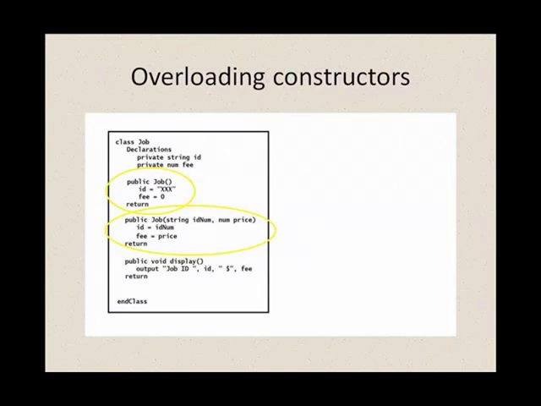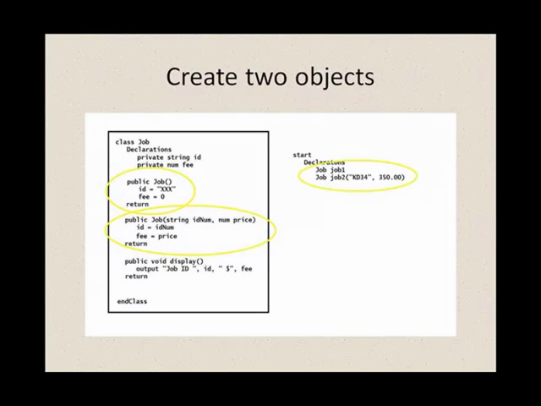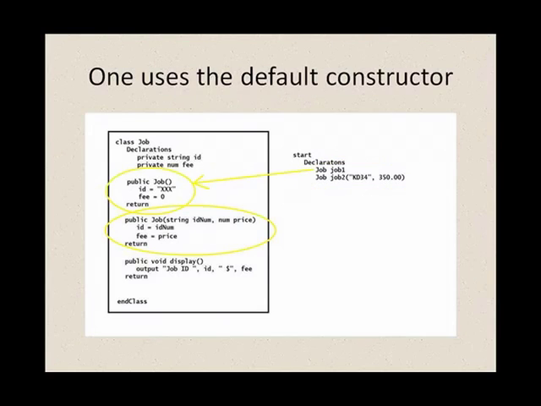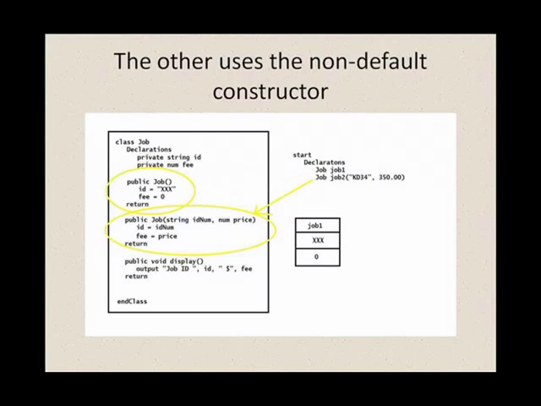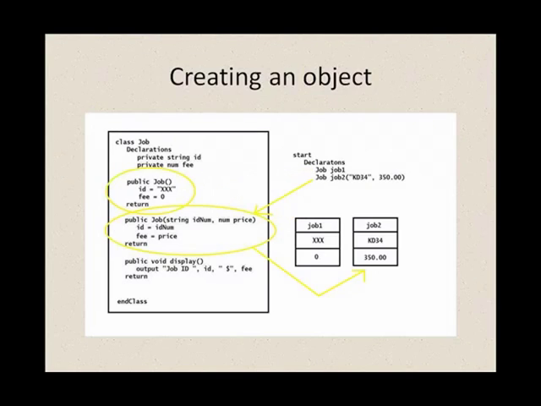You can overload constructors. Overloading constructors, just like overloading methods, means that you have multiple constructors with the same name but different parameter lists. If you create 2 objects, one job1 and the other job2 with 2 arguments, both can work with this class. Job1 calls the parameter-less default constructor and creates an object in memory with the values assigned in the default constructor. Job2 sends 2 arguments and creates an object with the assigned arguments.